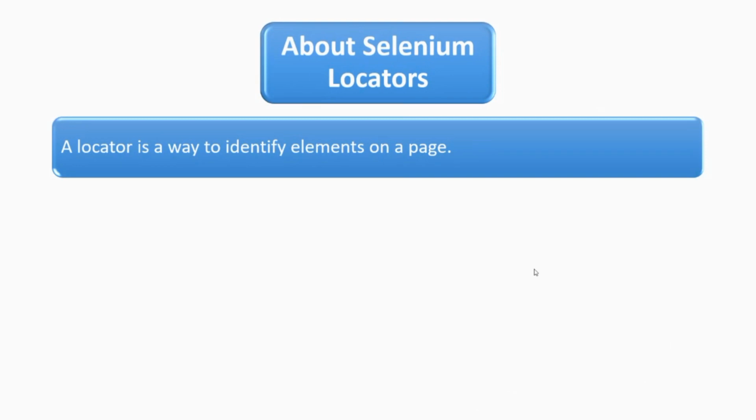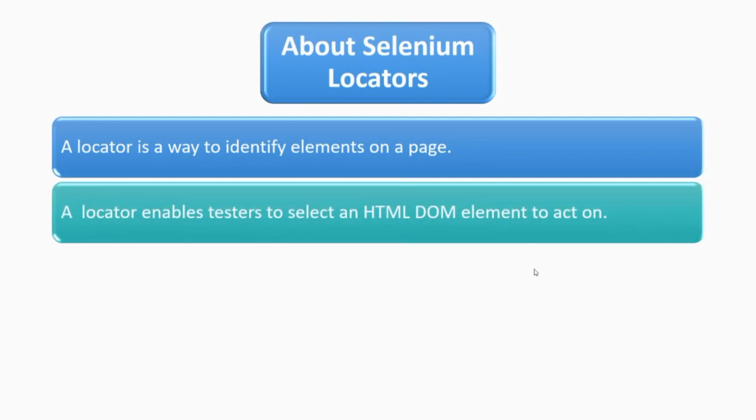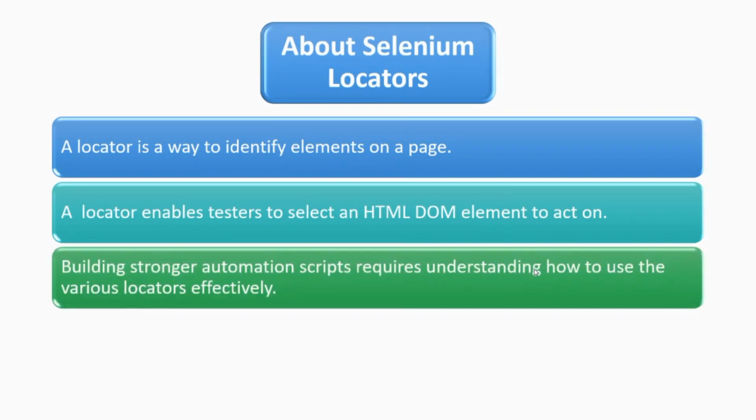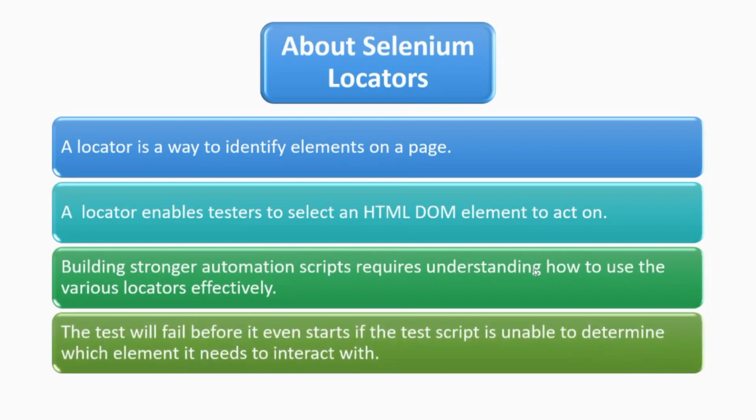A locator is a way to identify elements on a page. A locator enables testers to select an HTML DOM element to act on. Building stronger automation scripts requires understanding how to use the various locators effectively. The test will fail before it even starts if the test script is unable to determine which element it needs to interact with.